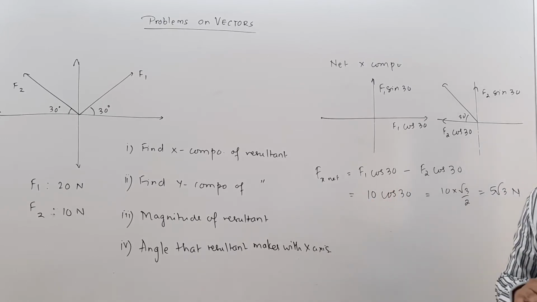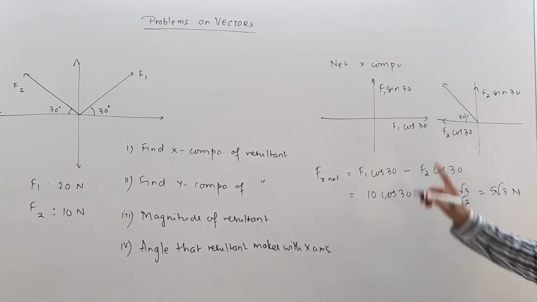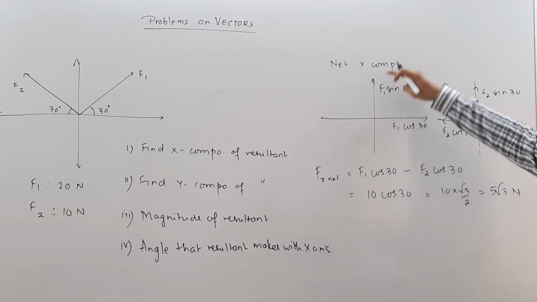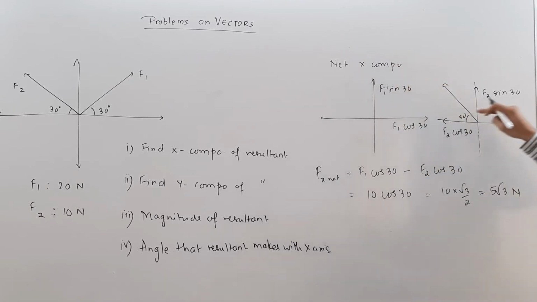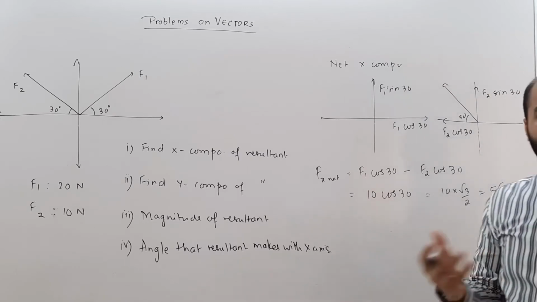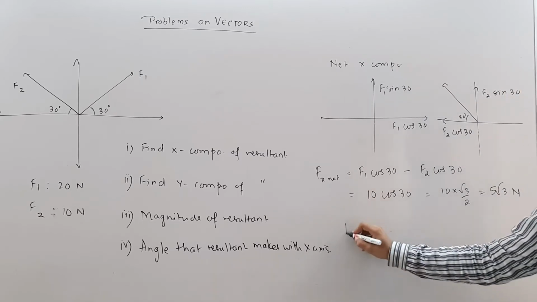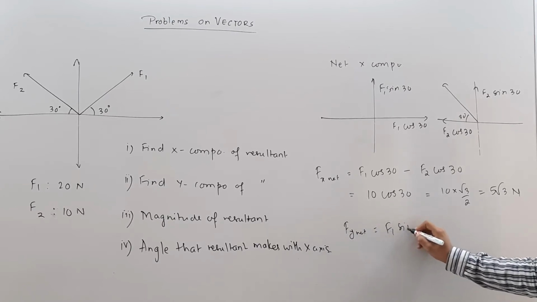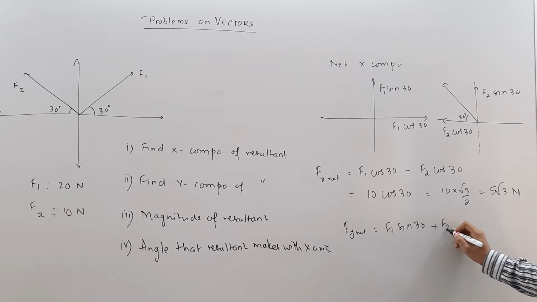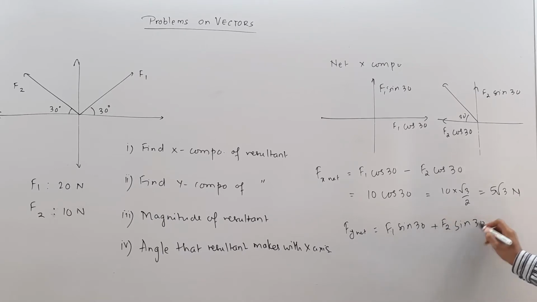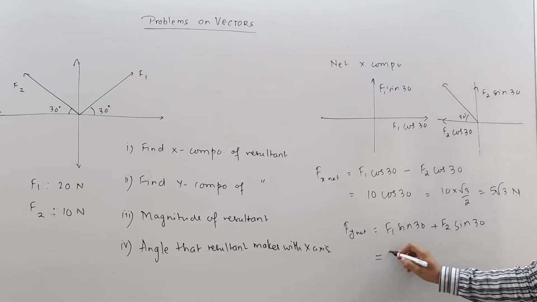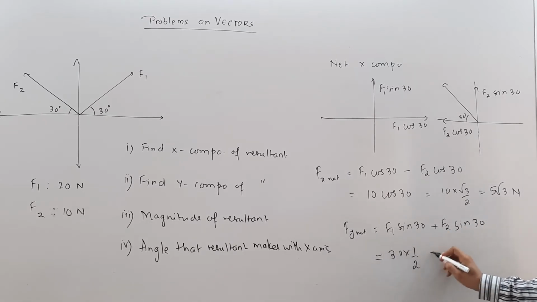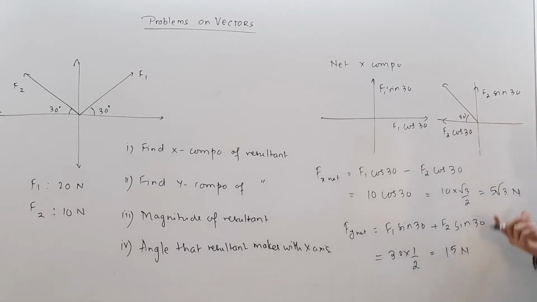Now similarly, we will find the net y component. If you have to do that, you can see that both the vectors have their y components in positive y direction. So they are going to be added. So let's add them. Fy net is going to be F1 sine 30 plus F2 sine 30. Now similarly sine 30 will come out and F1 plus F2 will give you 30. 30 into sine 30 will be half, which is 15 newtons. So we have got the Fx component and Fy component.